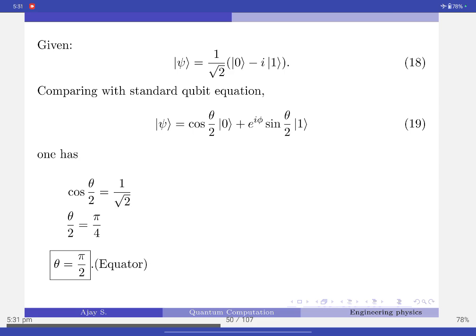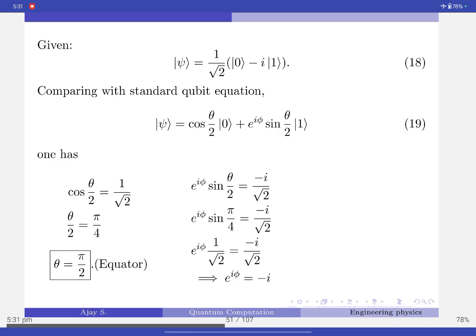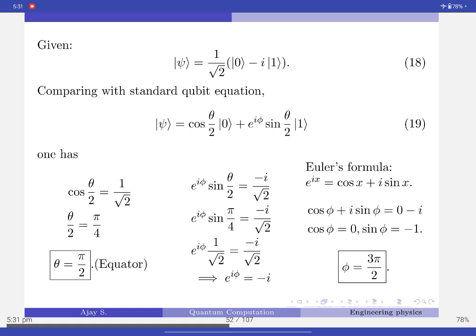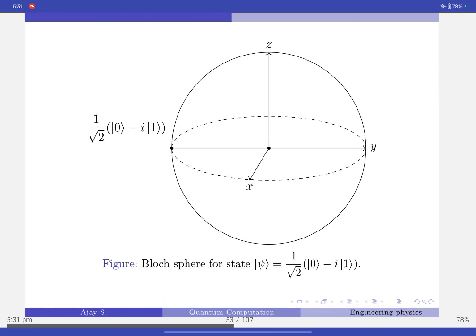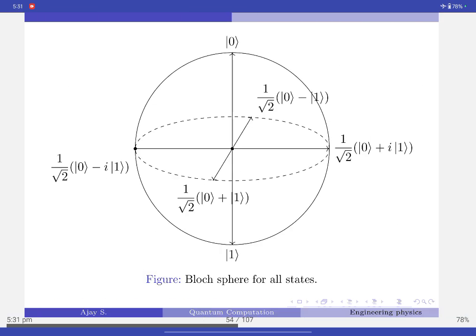Similarly, one can do it when there is a minus sign. Theta is equal to pi by 2, and use the other coefficient, find out what is e to the I phi, use the Euler's formula. This time you have cos phi is 0, sin phi is minus 1. That happens when phi is equal to 3 pi by 2 or 270 degrees, and that is where the representation of the vector is.